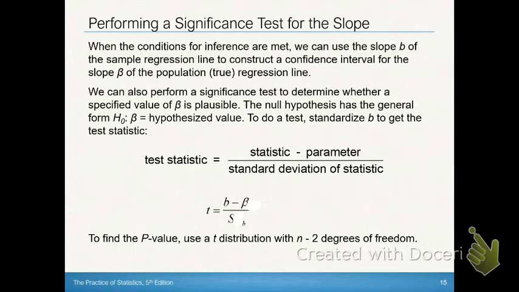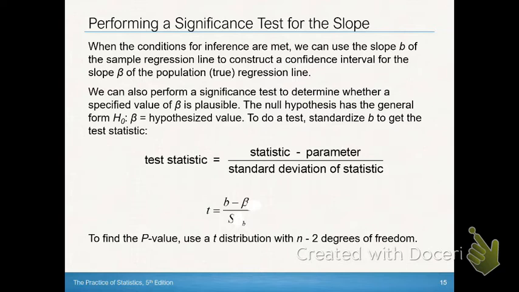Now, the mechanics of this test are pretty similar to the mechanics of previous tests that we've done. We've got the same general formula for our test statistic. So in words, we're finding our statistic minus our parameter divided by the standard deviation of the statistic. Remember that the statistic is our sample slope, and then the parameter is the slope in our null hypothesis. Usually that's going to be 0. And then we've got our standard error for our slope as our denominator.